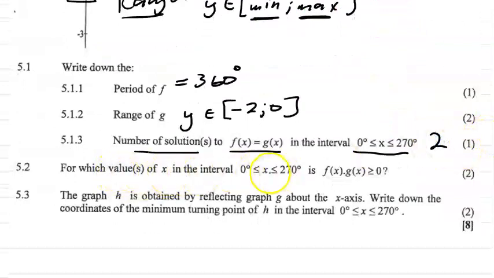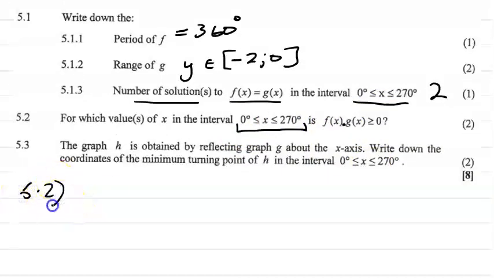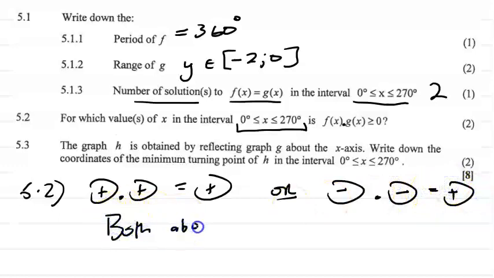Then it says for which values of x in the interval from 0 to 270 is f of x times g of x greater than or equal to 0. Now what they're talking about here in 5.2 is, if I take the y value of f and I multiply it by the y value of g, where will it be positive? So basically I'm looking for a positive times a positive, which equals positive, or I'm looking for a negative times a negative, which equals positive. So what I'm looking for is both functions above, or both below the x-axis.